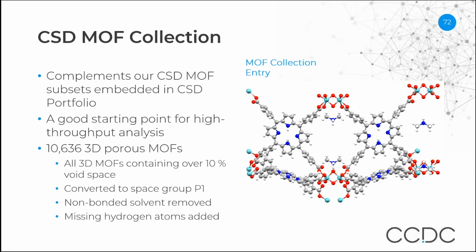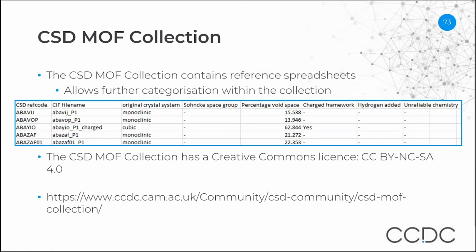It includes over 10,000 3D porous MOFs, with all 3D MOFs containing over 10% void space. To aid high throughput analysis, each MOF is converted to space group P1, non-bonded solvents are removed, and missing hydrogen atoms have already been added. So the CSD MOF collection is provided as a collection of CIFs, and it also contains reference spreadsheets to enable further categorization within the collection. It's free and open. It has a Creative Commons license, and you can find out more or download the collection from our website just by going to our homepage, community, CSD community, and then CSD MOF collection.